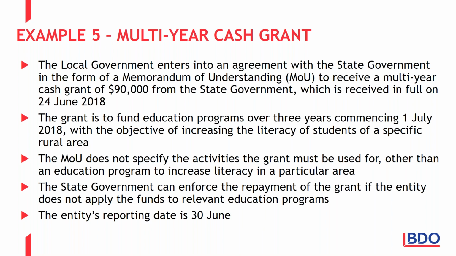The third bullet point is important. The Memorandum of Understanding does not specify the activities the grant must be used for. So it's a very general, improve literacy of students for a 3-year period. Please note that a time period of 3 years is not sufficiently specific. Sufficiently specific cannot be time-bound. It has to be around activities, goods, services that are sufficiently specific. Goods, sufficiently specific. Services, sufficiently specific. No relationship or time-bound is not enough. There is enforceability, but not sufficiently specific performance obligations.